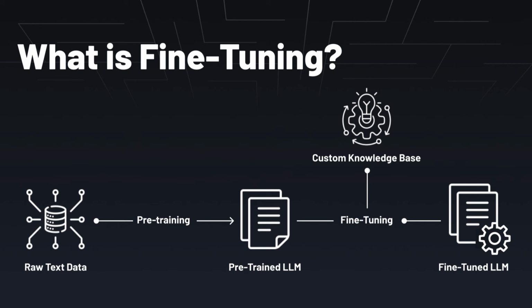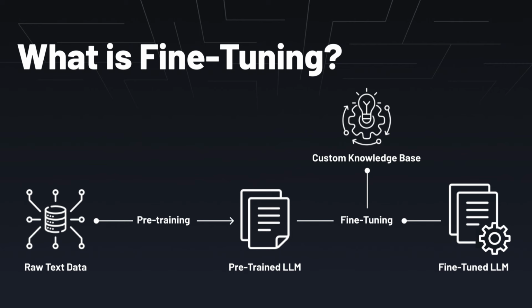For example, if you ask one of these models questions about a very niche topic or information that they've never been exposed to, they might give you an answer that sounds right at first, but when you dig deeper, you realize it's not accurate, something we call hallucination. That's where fine-tuning comes into play.